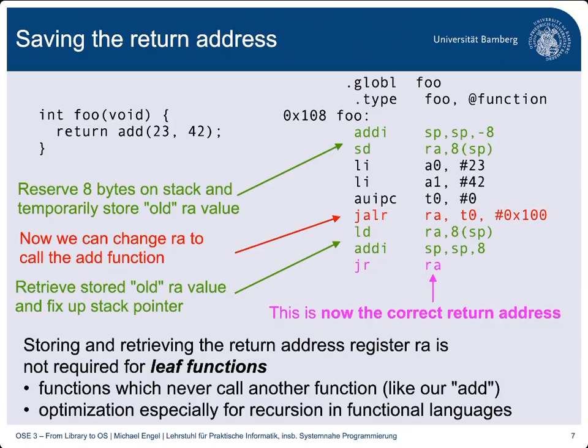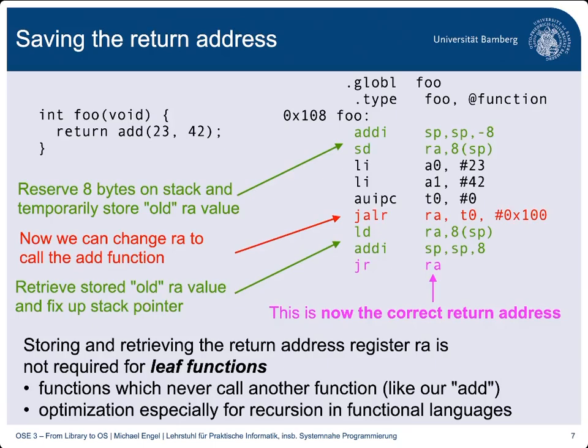Then we jump to our target address, which is 100, and then our link register was overwritten. So now we need to restore our link register, and that's the remaining 2 lines of code in green. So now we load our RA register again from exactly that location which we stored it to. So the SD and LD are symmetrical, so they load and store RA from the exact same address, of course.